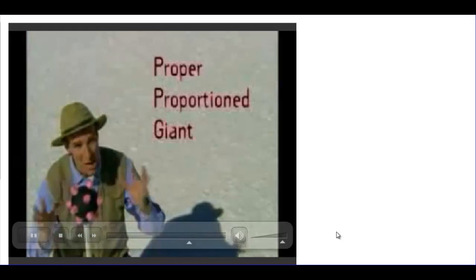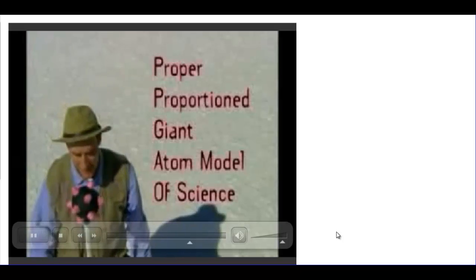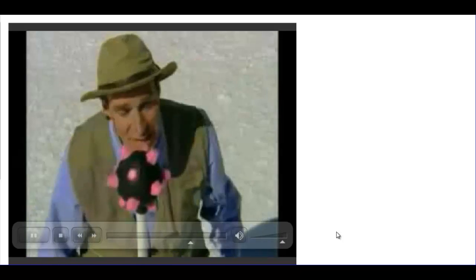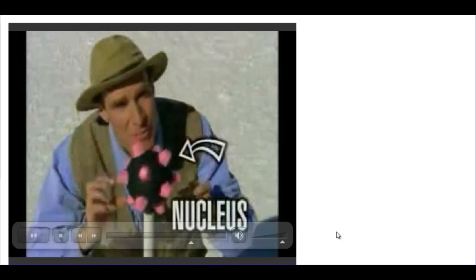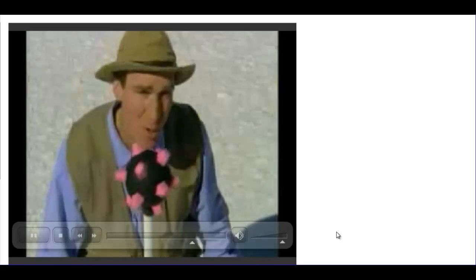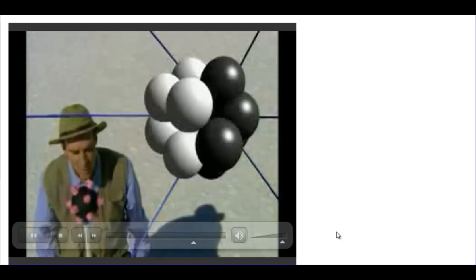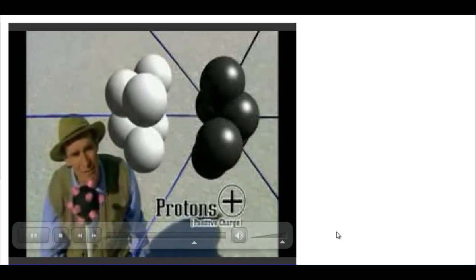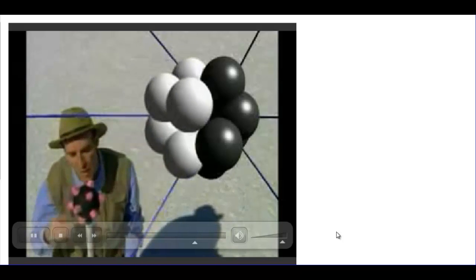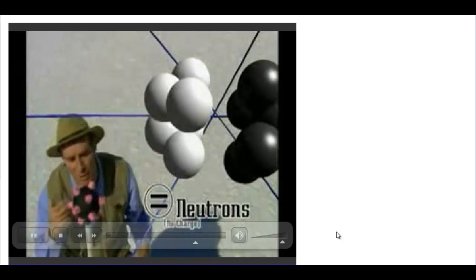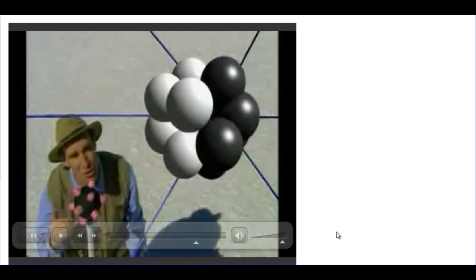Take a look at this. It's our proper proportion giant atom model of science. Now, this part isn't very giant. That's because it's just the nucleus, the middle of an atom. Now, in here are two kinds of particles, protons and neutrons. No one knows what they would really look like. The protons have a positive electrical charge, like a spark, and the neutrons have no charge. They're neutral. They just hang out in the nucleus.